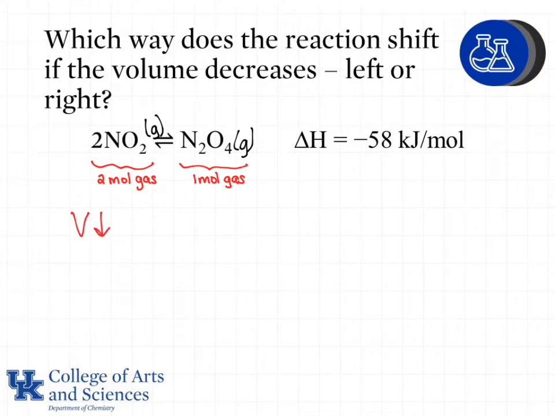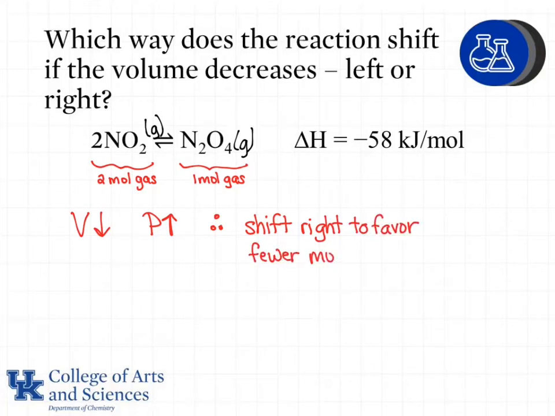When we decrease the volume, we cause an increase in pressure. To counteract that increase in pressure, we need to shift in the direction that will result in a decrease in that pressure. And so we are going to shift to the right because we have fewer moles of gas on the right side of the equation, and fewer moles of gas will lower the pressure in the container.